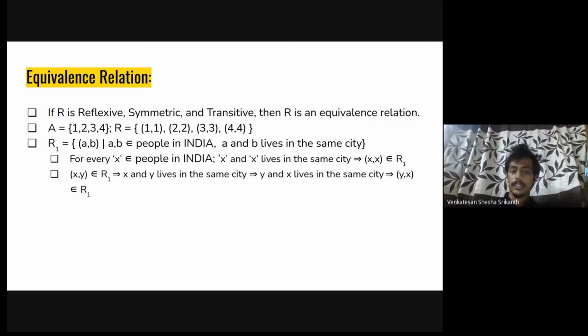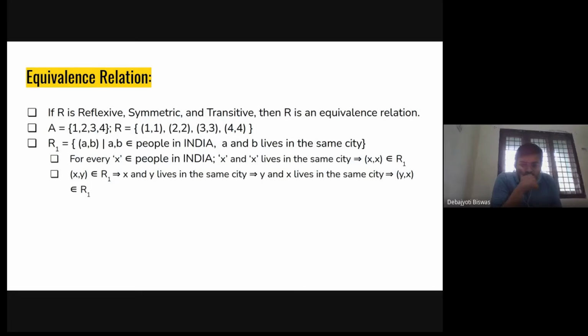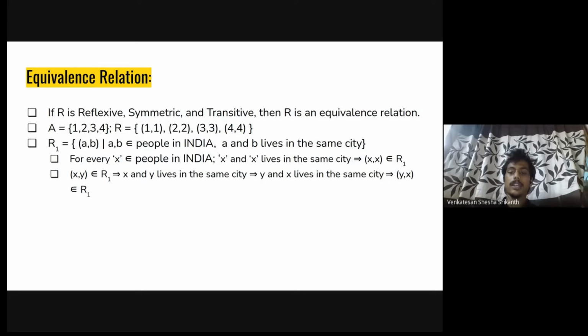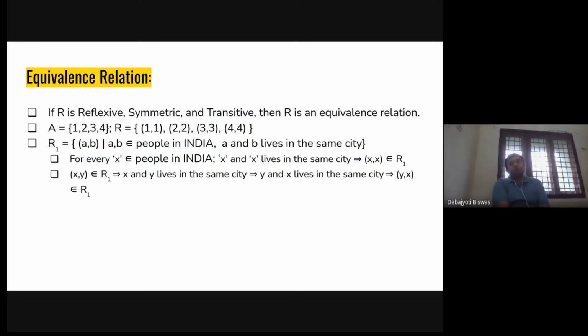How do I conclude whether it is symmetric or not? When I take a pair (x,y) belonging to R1, that implies that x and y live in the same city, which implies the same thing for y and x: they also live in the same city. Therefore the element (y,x) will be in my R1 because it satisfies the condition of R1. So for every (x,y) there is a symmetric pair (y,x) in my R1. Therefore R1 is symmetric.